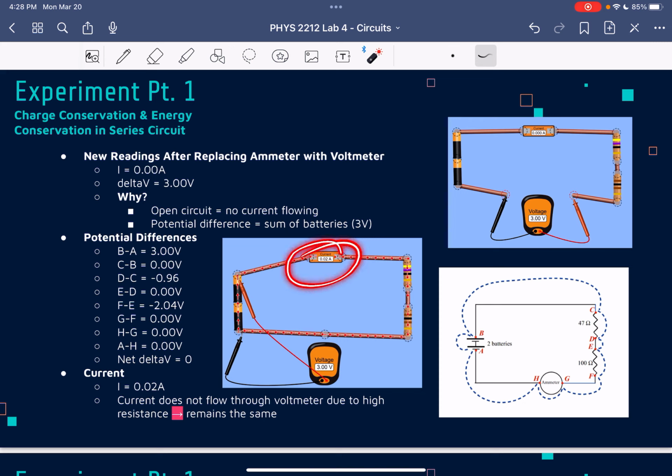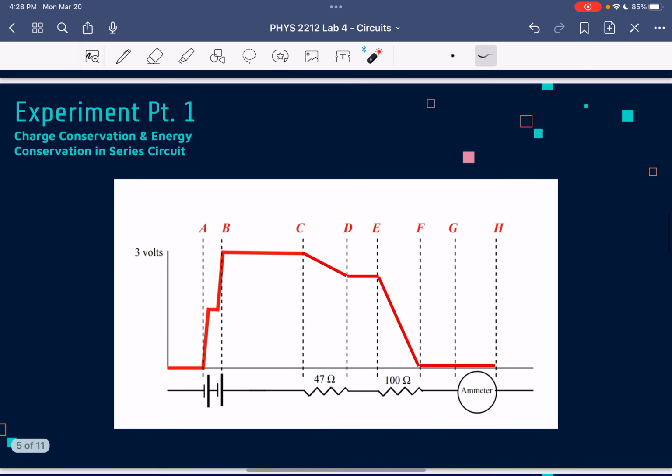The current is back to 0.02 when we make it closed, and this is because the voltmeter does not affect it at all due to its high resistance. Here is a graphical representation of the points we just showed and how it decreases.